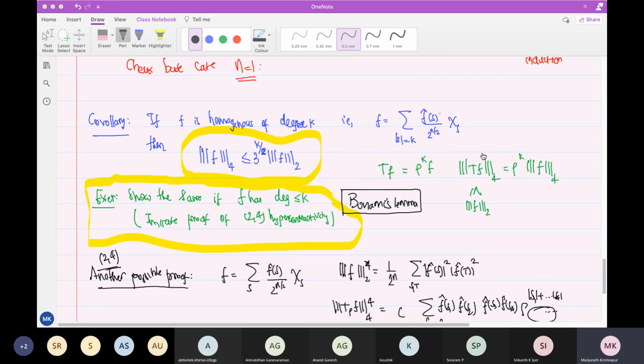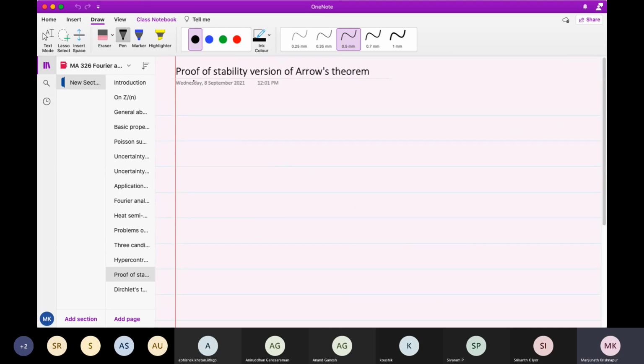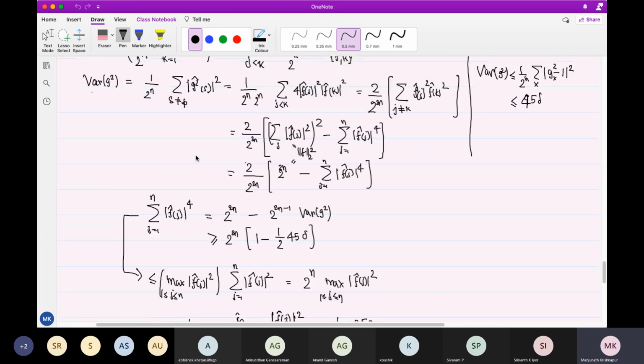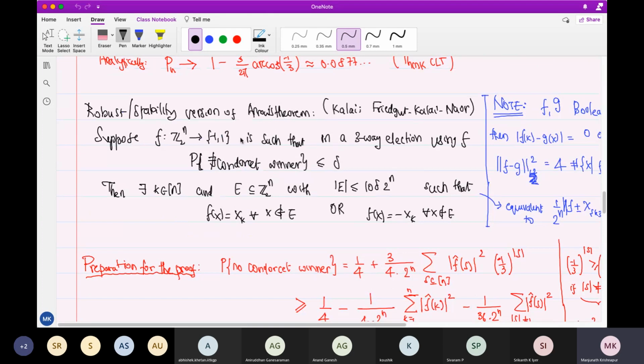So let's proceed. Now I want to go back to the proof of the robust version. What I want to do is the stability version of Arrow's theorem, and I already did a little bit of groundwork there, so let me recap that point. Let's recall the theorem statement first: if f is a Boolean function such that in a three-way election using f, the probability that there does not exist a Condorcet winner is small, then f is actually equal to a dictator function or an anti-dictator function on a large set. That is, there is a set with small proportion.